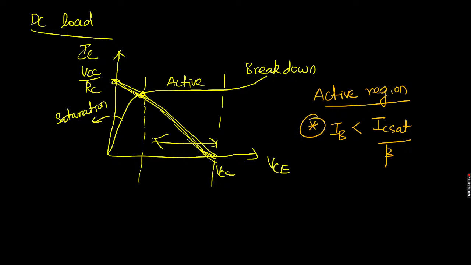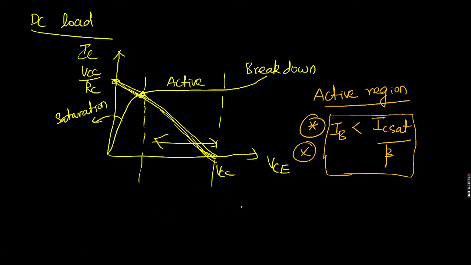First you have to calculate the collector saturation current. After calculating it, you should check. Saturation current will be given in your examination. You have to check whether the value of IC saturation by beta is greater than the base current or not. Only if this condition is satisfied, the transistor will be in the active region. They will ask questions based on this condition. That's why I am defining it.